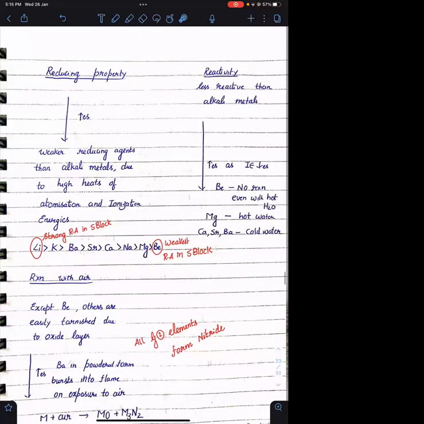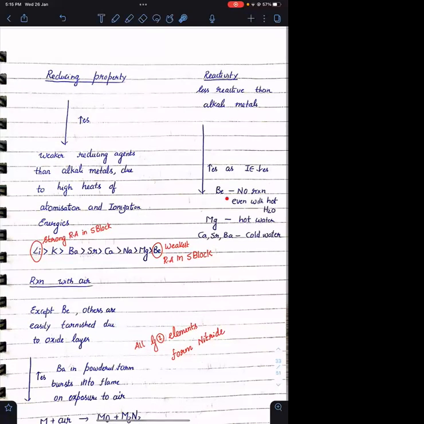Reactivity down the group increases because of the decrease in ionization energy, or because of the increase in metallic character. Beryllium is not even reacting with hot water, but in case of group 1, lithium reacts with steam and the reaction is slow. Here, beryllium is not even reacting with hot water, no reaction.